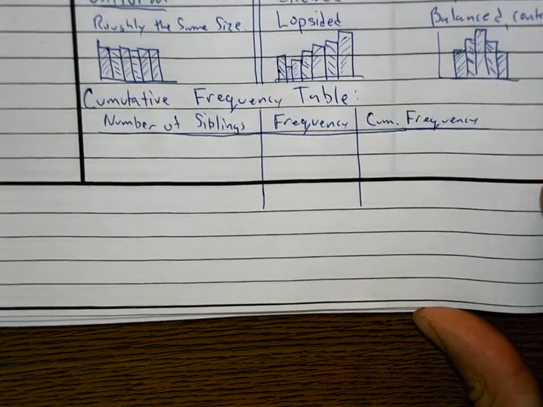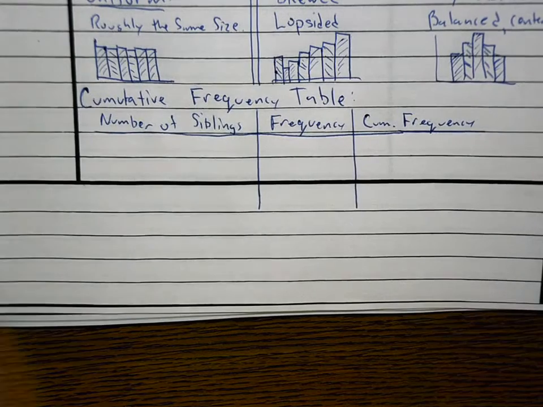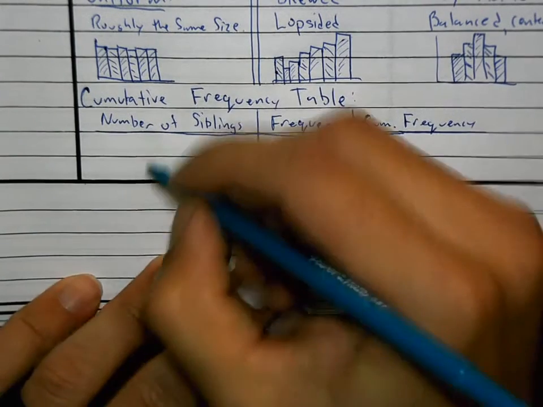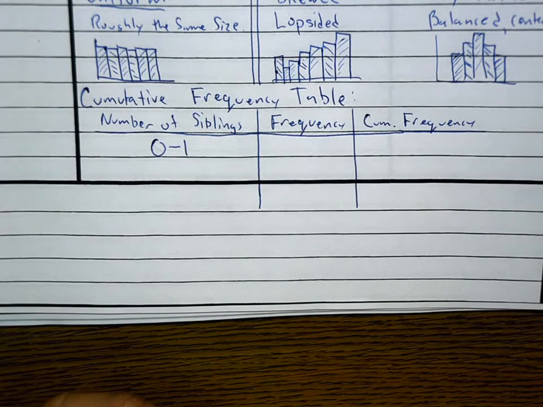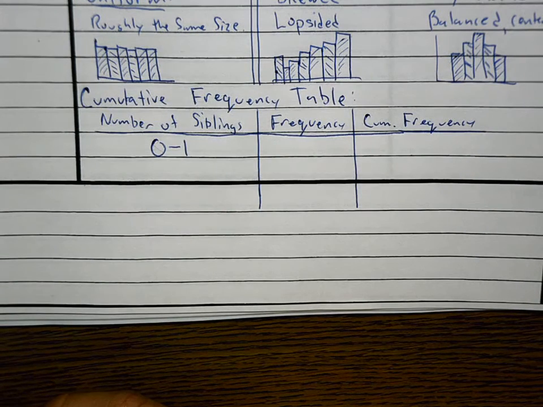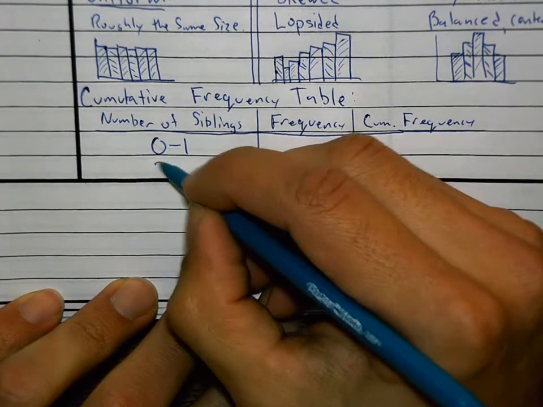I'll give you an example. Let's do some categories here. 0 to 1. You have 0 siblings, you have 1 sibling. If you don't know what a sibling is, that means a brother or a sister, or even a half sister. We can count those, or a stepsister or stepbrother. Those count. I'm sure they affect your life somehow. Okay, 0 to 1, 2 to 3.